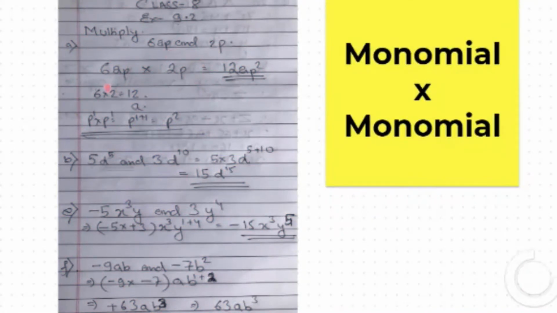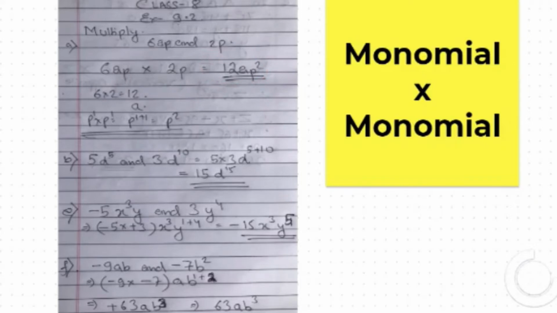Here I first multiply the number 6 into 2. That is 12, so I write 12. There are alphabets a, p and p. There is only one a, so I write a. And there are two p's, each with power 1. According to the law of indices, when the same bases are multiplied, powers are added. So 1 plus 1 is 2. So 6 twos are 12, one a and p square. So 12ap square is the answer.